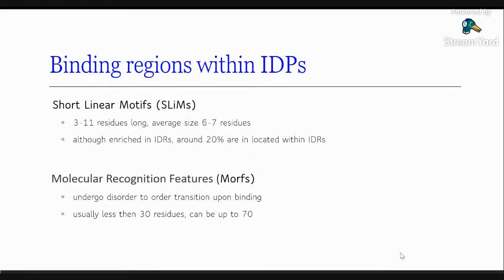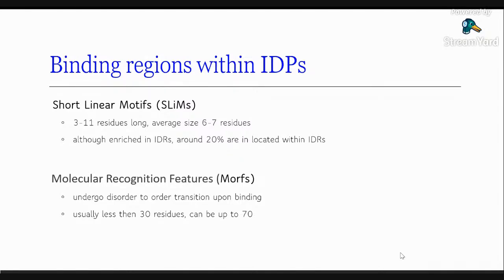IDPs have certain binding regions. There are short linear motifs, popularly known as SLiMs. They are short in the sense that the average size is around 6 to 7 residues, and they are very much enriched in IDPs. So remember, in a big chunk of protein sequence, you get small regions, or SLiMs, which are disordered.